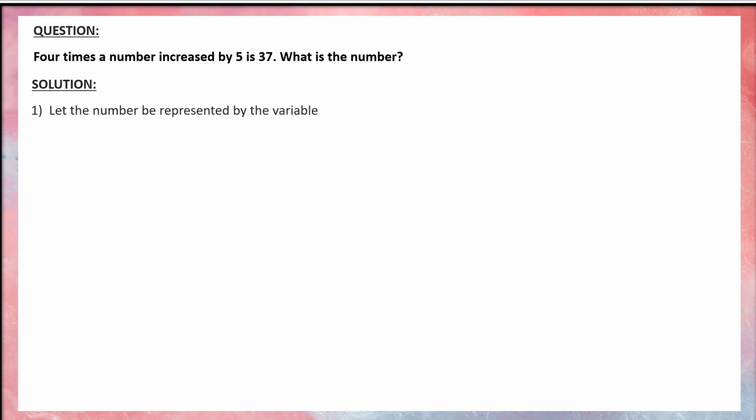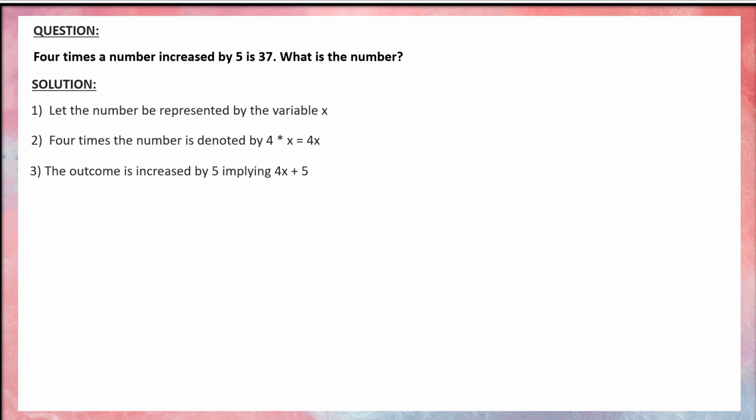So we say let the number be represented by the variable x. When we take 4 times the number, we can represent it by 4 times x, which equals 4x. If this outcome is increased by 5, 4x plus 5 is how it will be represented. And we're saying that this 4x plus 5, which is the result, equals 37. So we have an equation, 4x plus 5 equals 37, and we'll solve for x.